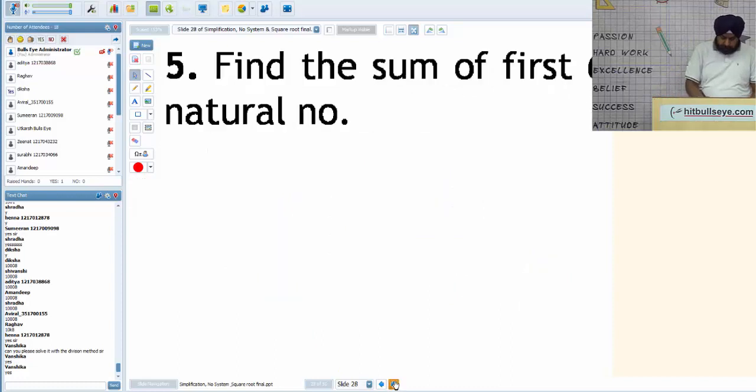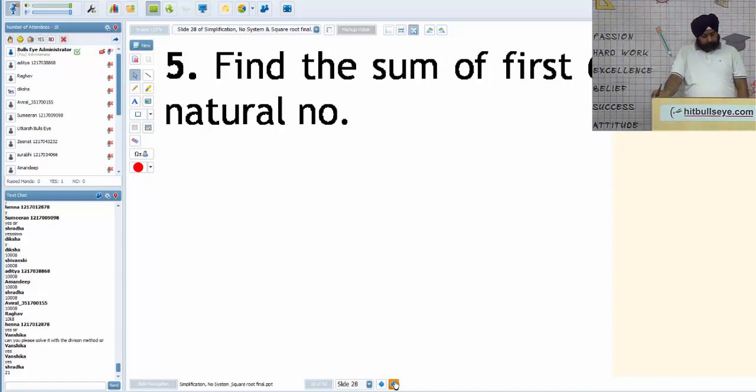Now we proceed to the next question. Find the sum of the first 6 natural numbers. I hope you know the formula. Sum of first n natural numbers, what is it?